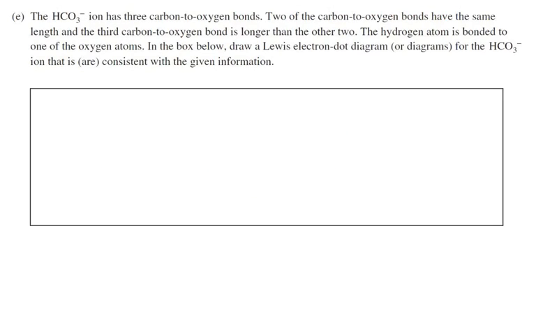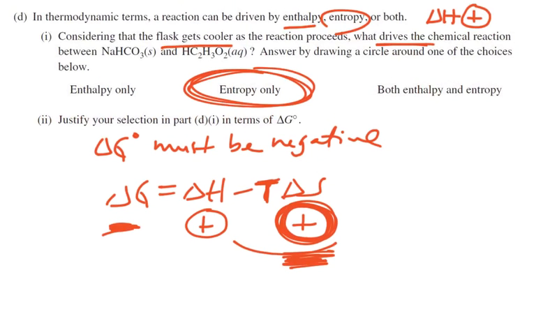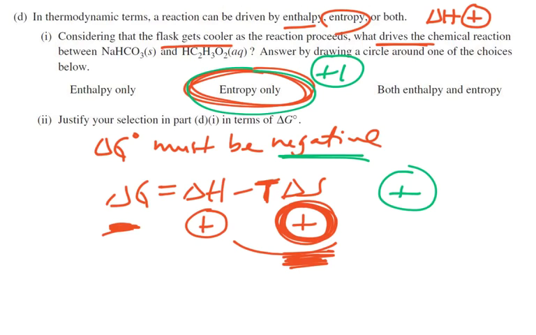Now for bicarbonate, let's go back real quick. This is 1 point for just circling the entropy, and 1 point for the justification. Again, we're talking about the fact that delta G must be negative, and it's not the positive delta H that's going to make it negative. It has to be the positive delta S, so the entropy will cause this delta G to be negative, causing this reaction to be thermodynamically favorable.